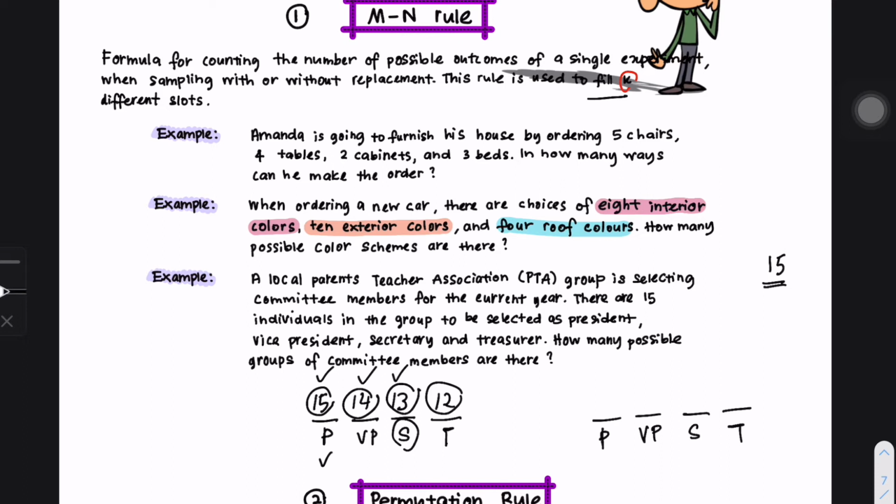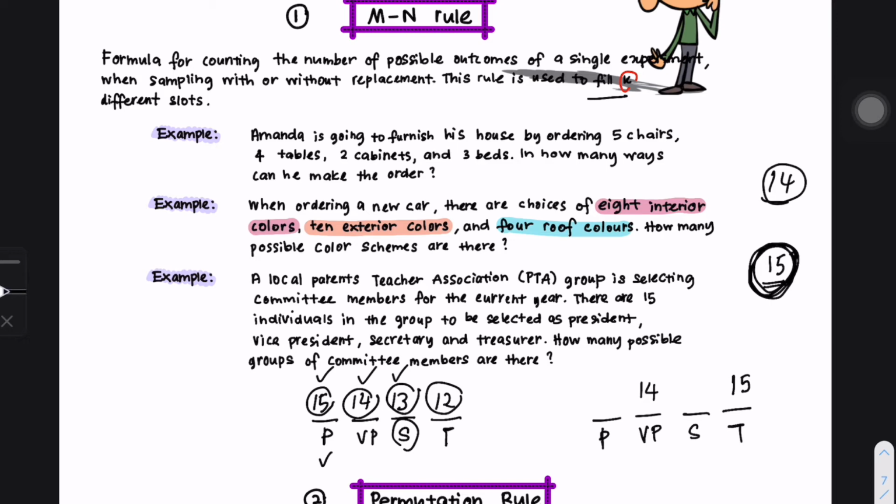Katakanlah awak nak pilih treasury dulu, nak pilih bendahari dulu. So, bendahari ni kita boleh pilih daripada 15 ni sebab semua orang tak pegang jawatan lagi. So, untuk pilih bendahari, kita ada 15 pilihan. Now, kita dah pilih bendahari. Tinggal berapa yang tak ada jawatan? 14. So, awak nak pilih apa? Nak pilih vice president dulu. Okay. So, kita ada 14 pilihan untuk vice president.